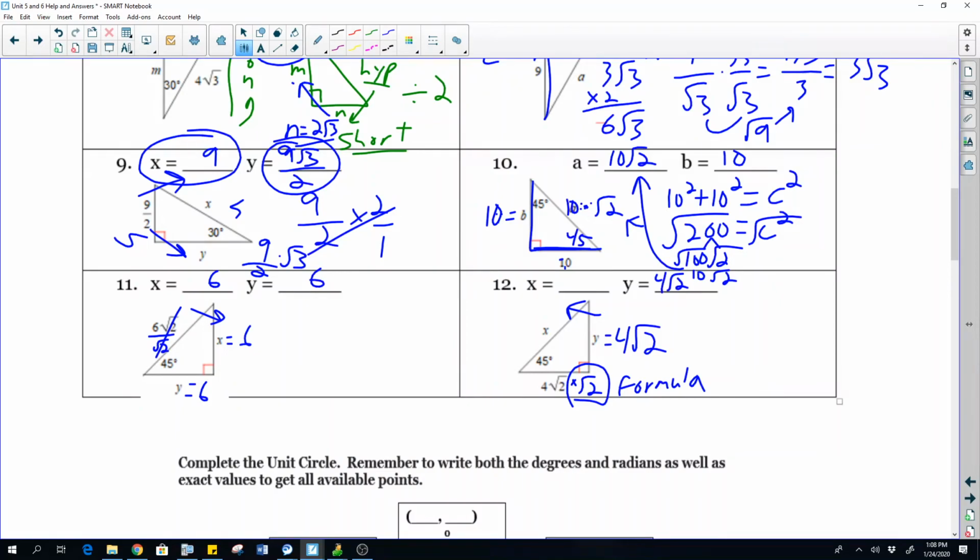Okay, so 2 times 2 is 4. And so we have 4 times radical 4. And the square root of 4 is 2. And so 4 times 2 then is 8. So then our hypotenuse is 8.